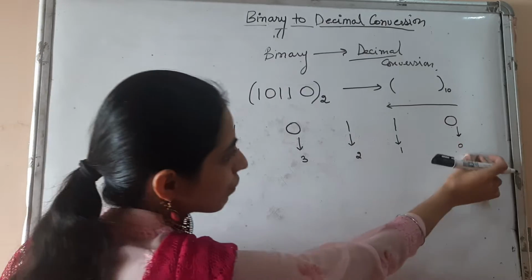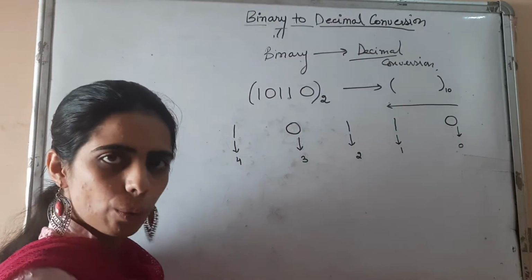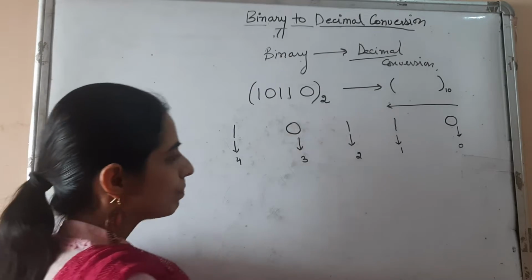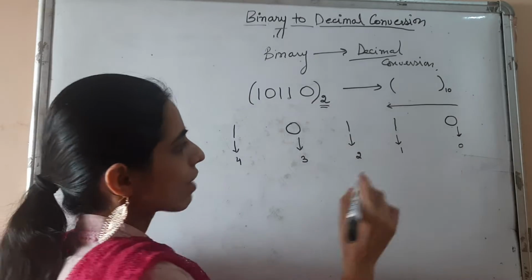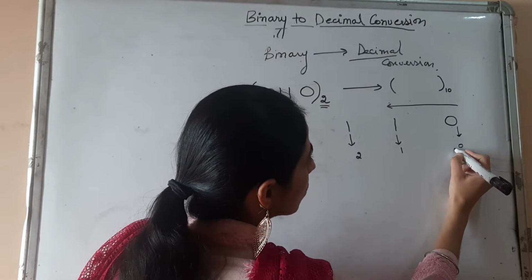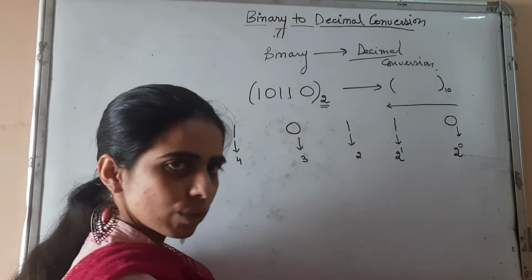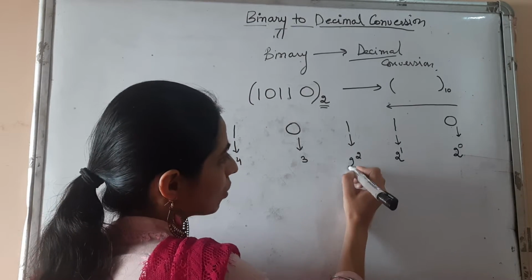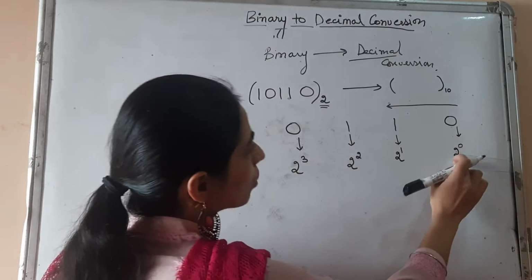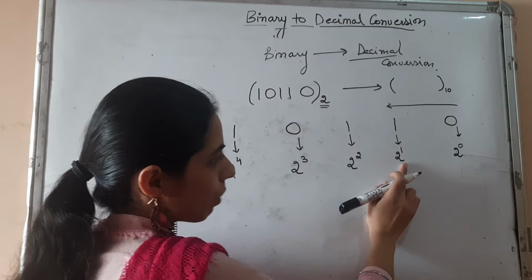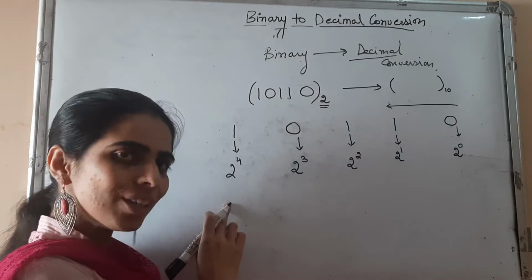What we did, we began from this side: 0, 1, 2, 3 and 4. Now, because the binary number system has a base of 2, I will make it a power of 2. So behind each digit I make a big 2 and raise it to the power. So this becomes 2 to the power 0, 2 to the power 1, 2 to the power 2, 2 to the power 3 and 2 to the power 4.